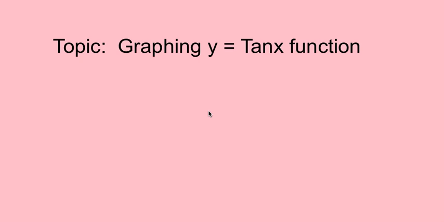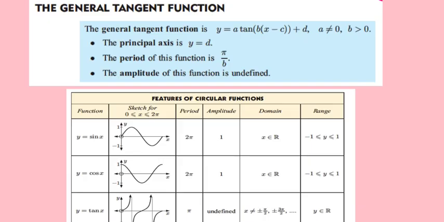bx function. Here are some of the pieces to the tangent function. You don't need to write any of this down. There will be a principal axis at y equals d. A period, a little bit different than sines and cosines. It's going to be pi over b. And then the amplitude will be undefined, different than the sine and cosine.